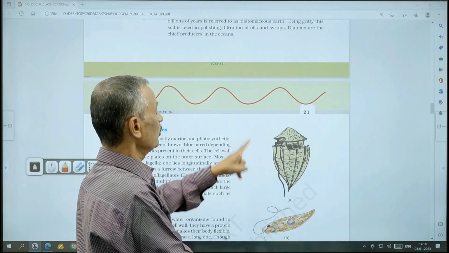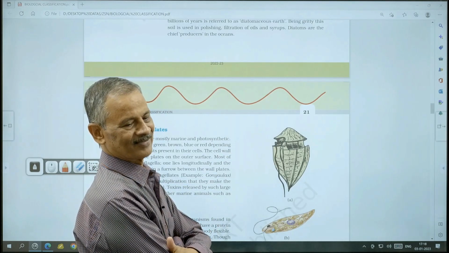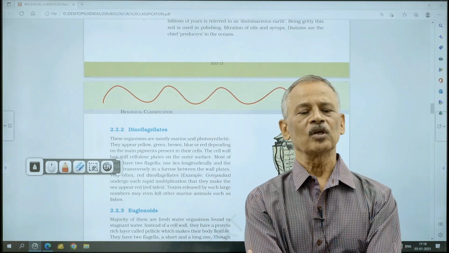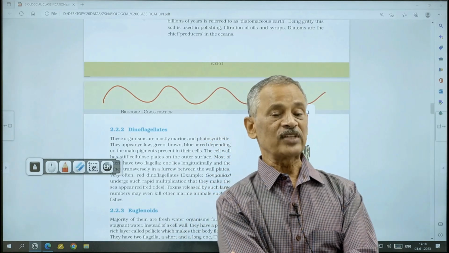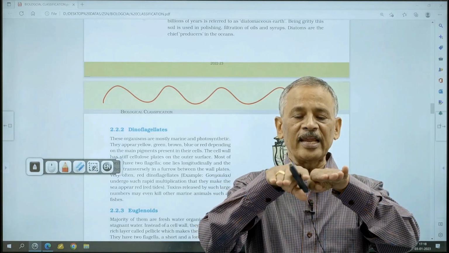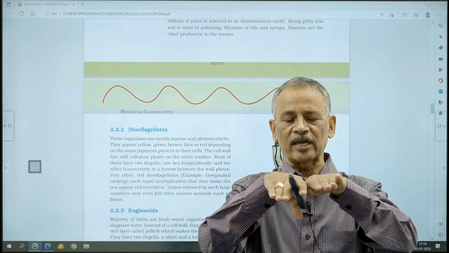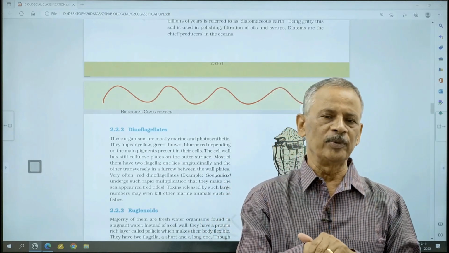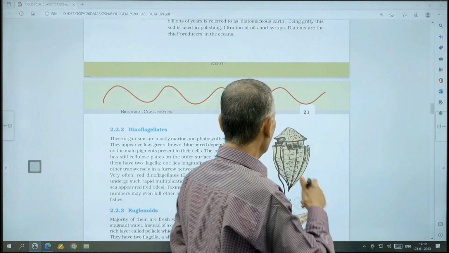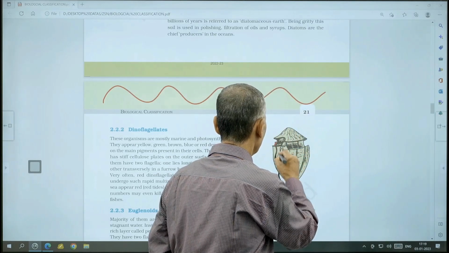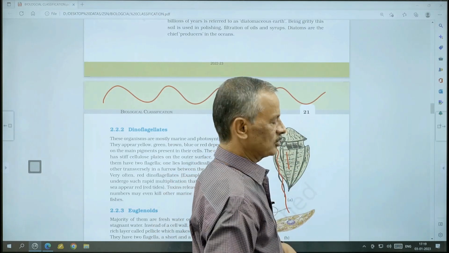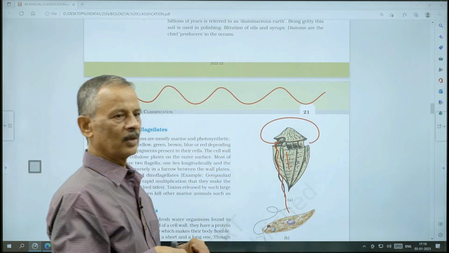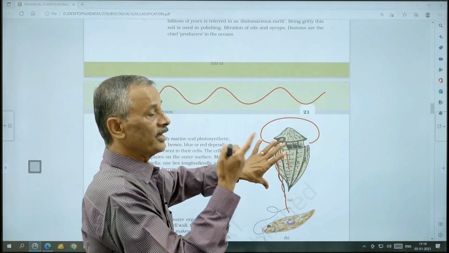Okay. They have again a cell wall. That cell wall is made up of stiff cellulose plates. These stiff cellulose plates are arranged end to end or placed close together so that they will be leaving a shallow groove in between. Lying in that groove, you are having two flagellae. One flagellum lying lengthwise and the other flagellum lying across, round. That's why they are having a spinning movement.